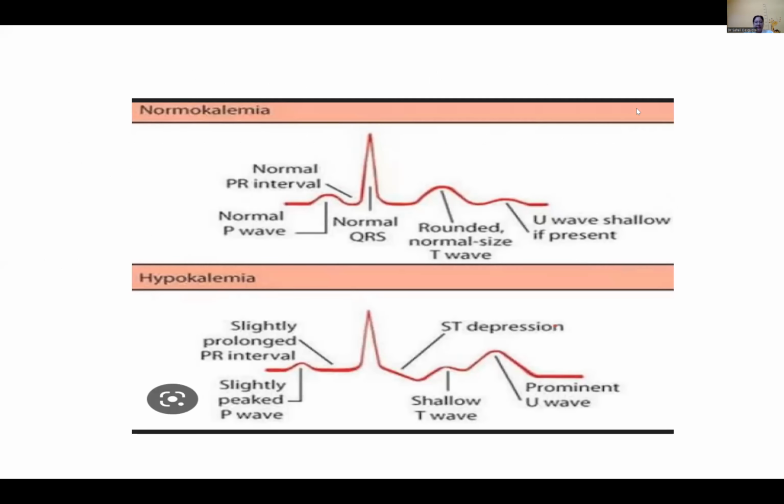As we can see, the ECG changes. This is a normal one, and the lower one is the hypokalemia. We can see the slightly prolonged PR interval. This can be a shallow T wave or a prominent U wave. Generally, in the ECG leads in our PICU, we see this prominent U wave, and then we order an ABG and lab values. So this prominent U wave is very specific of hypokalemia.